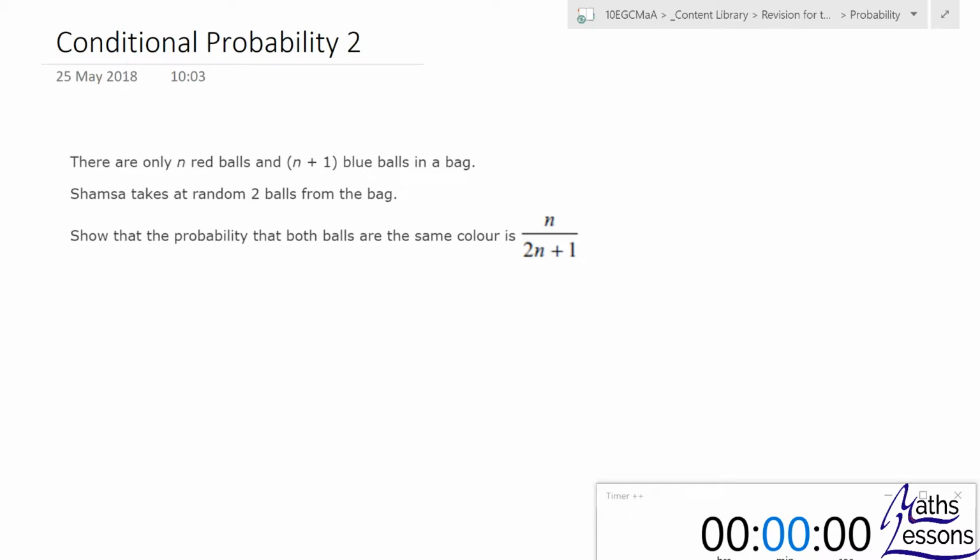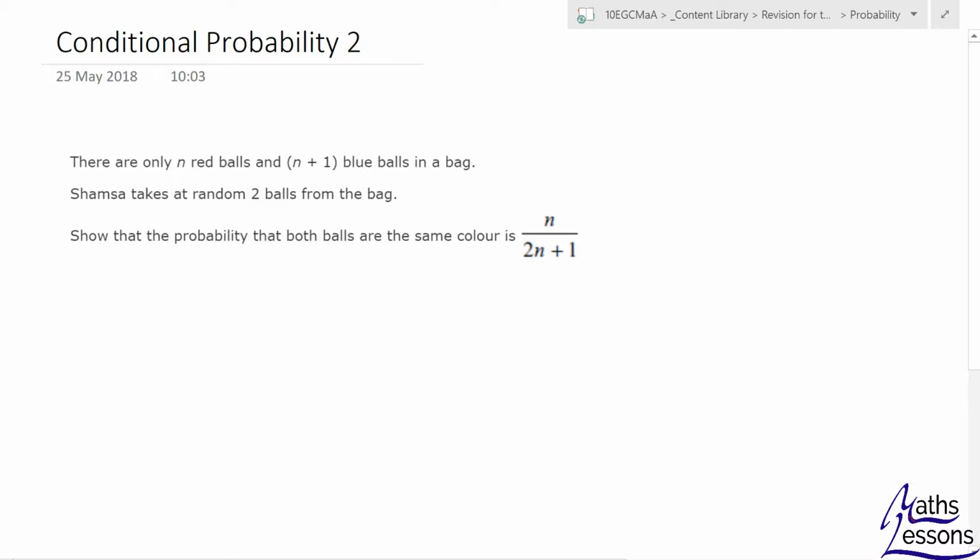Okay, another probability question here. So we've got n red balls and n plus 1 blue balls. We want to work out the probability that she's going to take 2 balls at random from the bag. So let's do the probability of red followed by red to start off with.